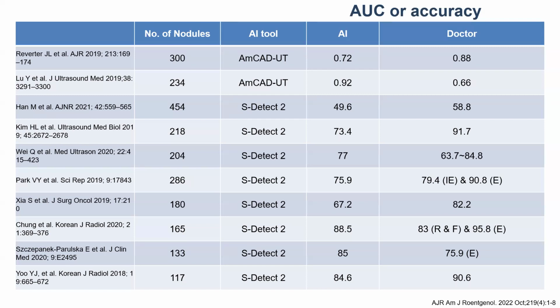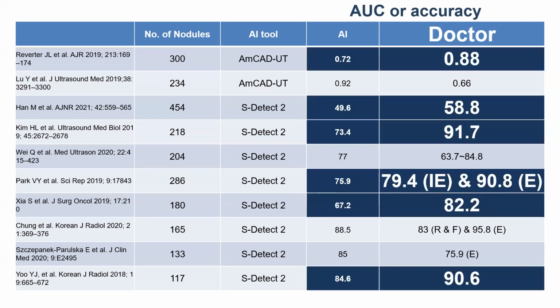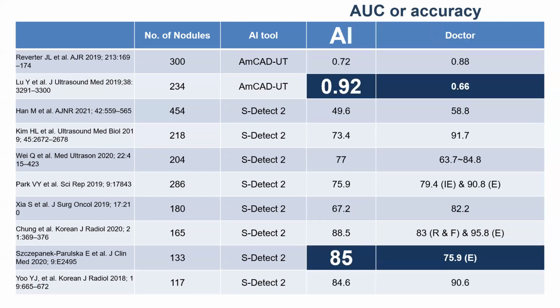This table shows the AUC or accuracy of the AI tools and doctors. Many studies showed that doctors had better diagnostic performance than AI. But these two studies showed that AI had better diagnostic performance than doctors.